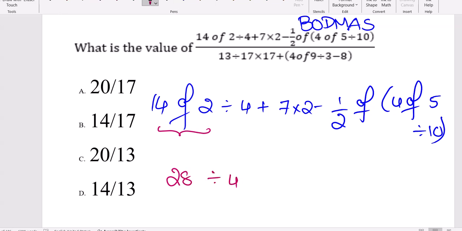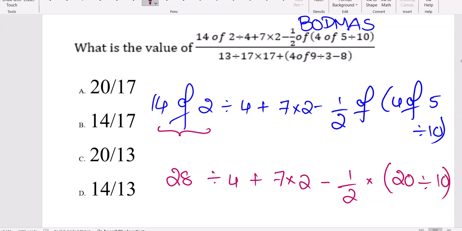Divide by 4 plus 7 into 2 minus half of 4 brackets first, right? So B stands for brackets. Inside brackets we have to solve. Inside brackets, again, two things are there. First half will come into picture, then division and multiplication. 4 into 5, 20. Divide by 10. Sometimes maybe with the numerator we'll get the answer.